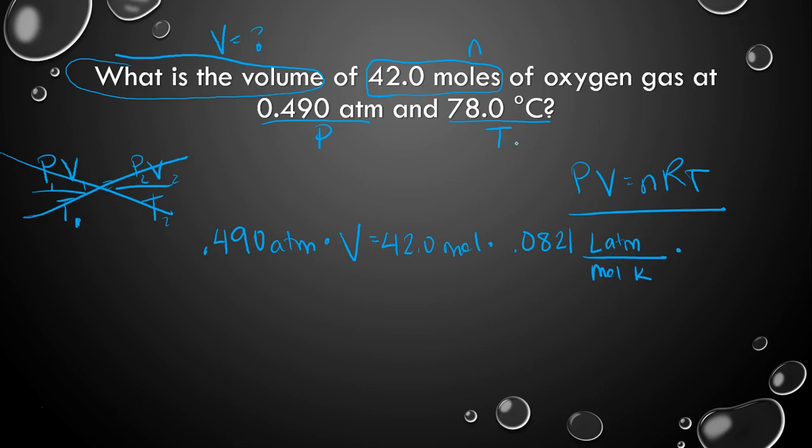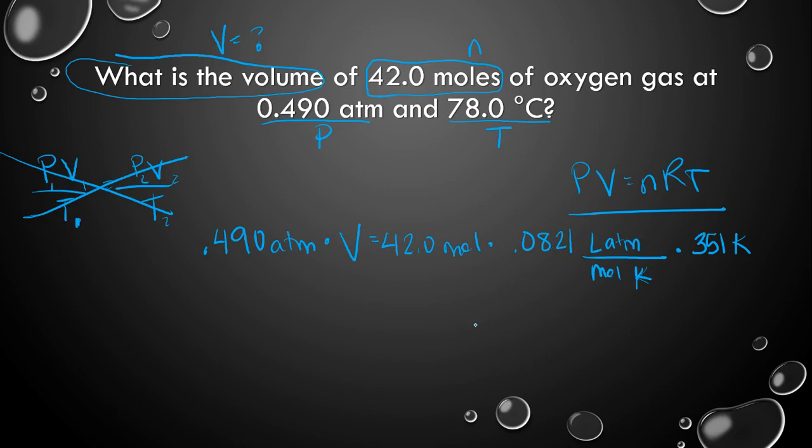We now need temperature. Now, don't forget, we cannot use degrees Celsius, and one of the reasons we can't use degrees Celsius is because this is in Kelvin down here. I need my units to cancel out. So it has to be in Kelvin. So we add 273 to it, and we get 351 Kelvin.